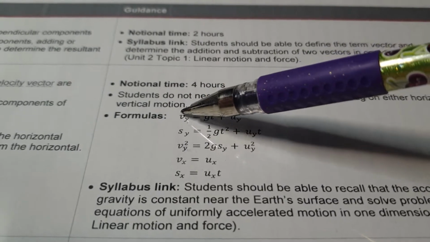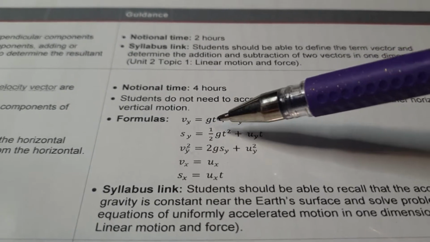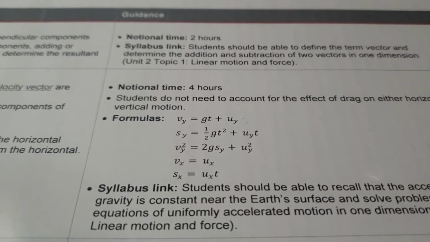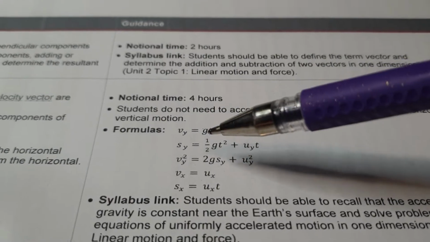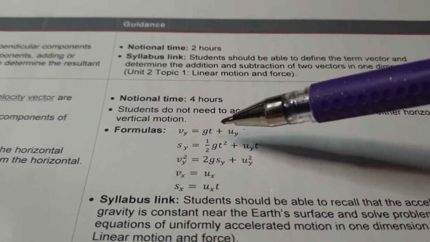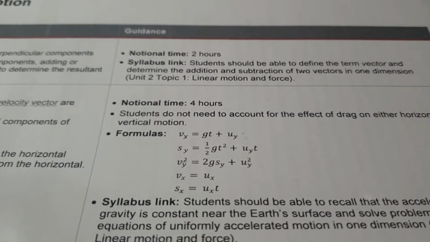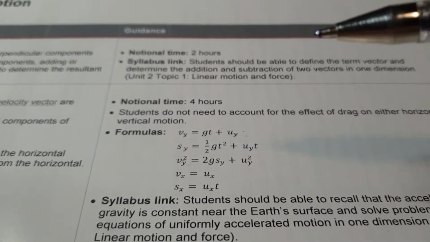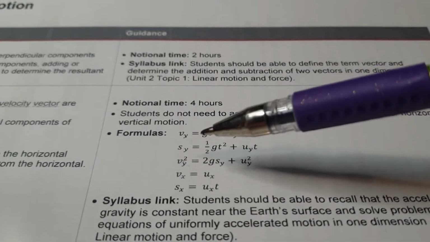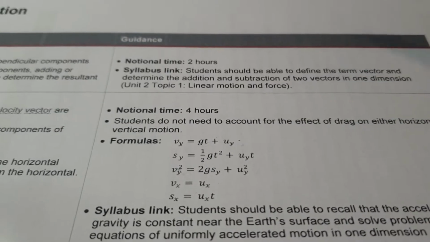So instead of V equals U plus AT, they've changed all of the A's to G, which I guess is fair enough because it's going to be the acceleration due to gravity. So they've put a G in instead of the A. But why they've swapped the order of the terms, I don't know. So instead of it being V equals U plus AT or S equals UT plus a half AT squared, they've written it in this different order.